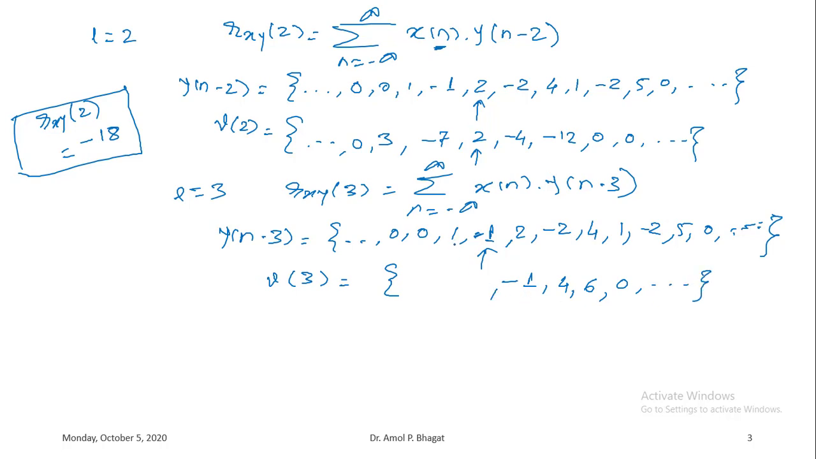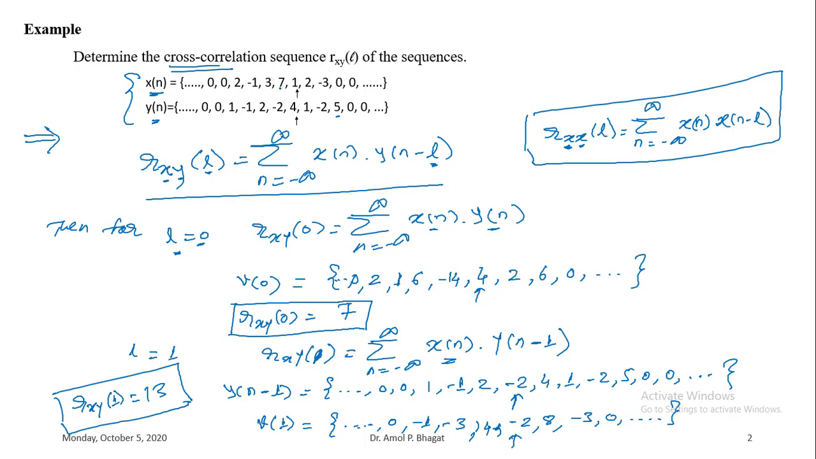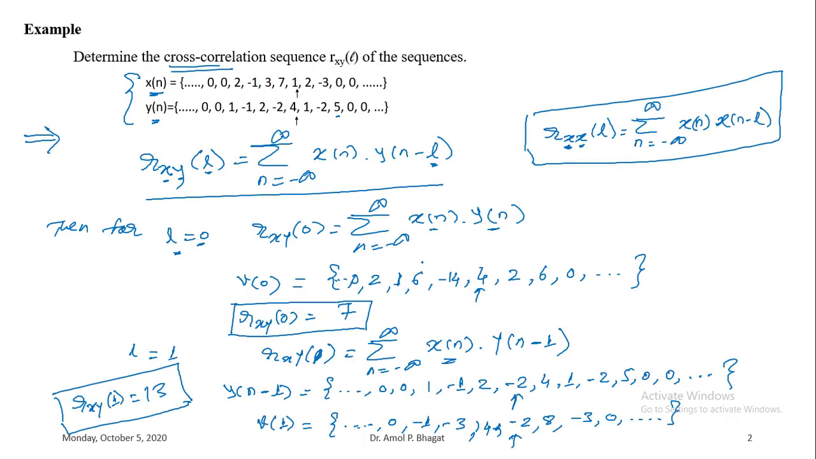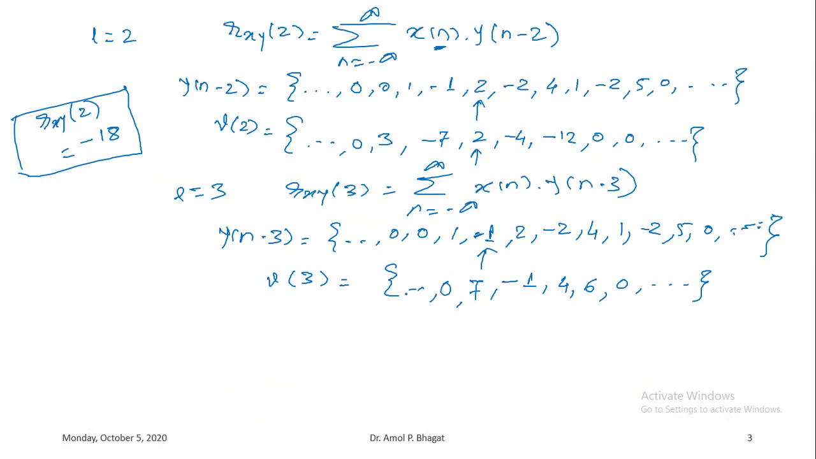Again at minus 1 it is 1, right? So 1 gets multiplied with 7, so it will be 7, and the remaining values here are 0, so irrespective of any value here it will be 0, so 0 and so on. Again I will add these values to get the Rxy of 3, right? So Rxy of 3 will be 6 plus 4 will be 10 plus 6, that will be 16, so Rxy of 3 will be 16.